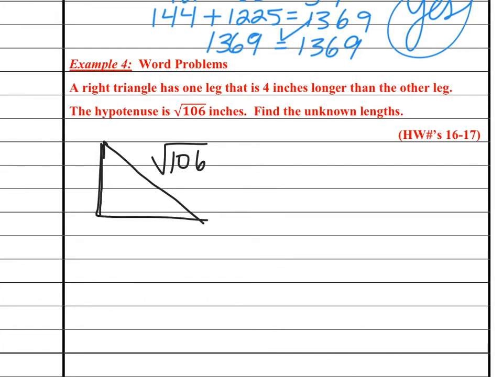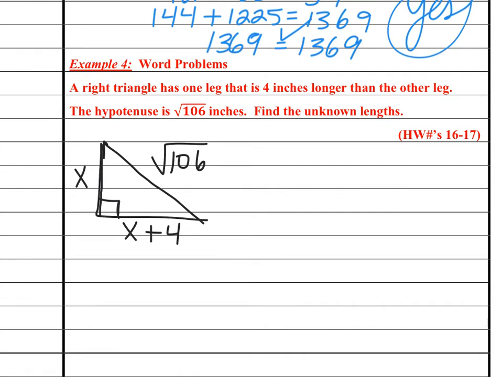So we have, the right triangle has one leg that is 4 inches longer than the other. So could someone please raise your hand? Tell me, what should I label my side lengths to be? Catherine? Great. Yeah, because it's 4 inches longer. We're going to find the unknown lengths. We're going to have to solve for x.